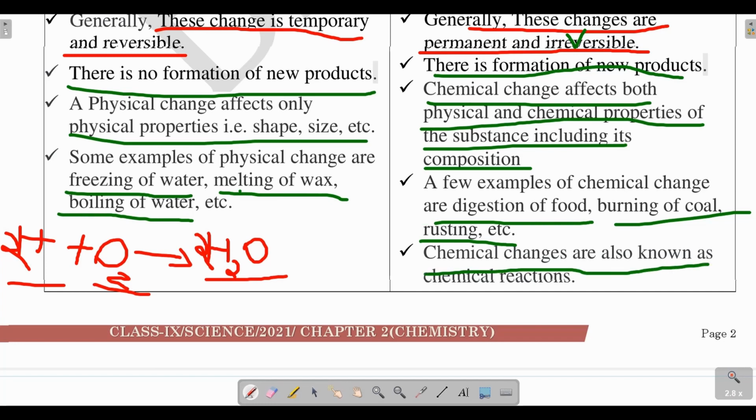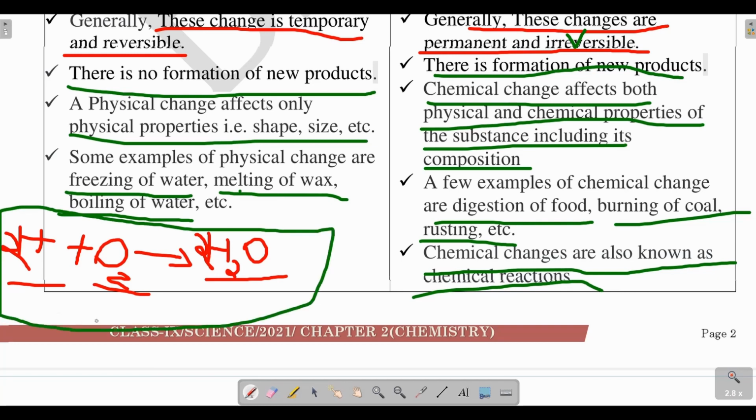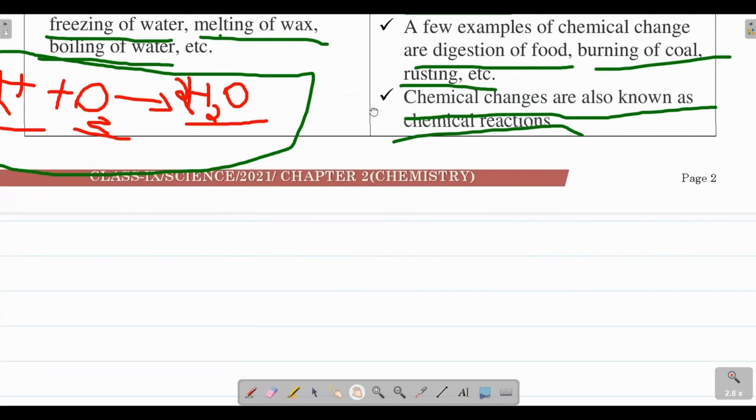And this chemical change is also known as a chemical reaction. For example, when hydrogen is reacting with oxygen to form water in the combustion of hydrogen, it is a chemical reaction. Clear? So this is all about chemical change and physical change.